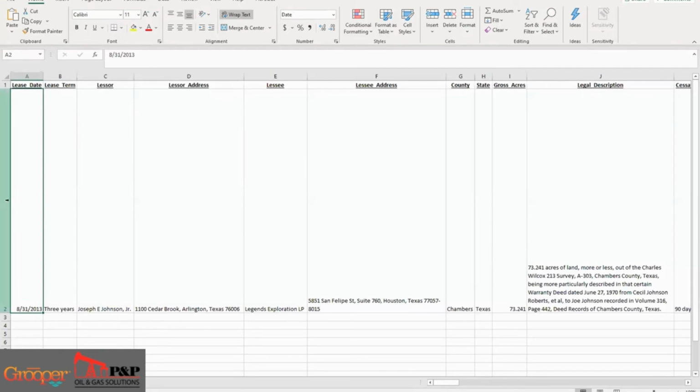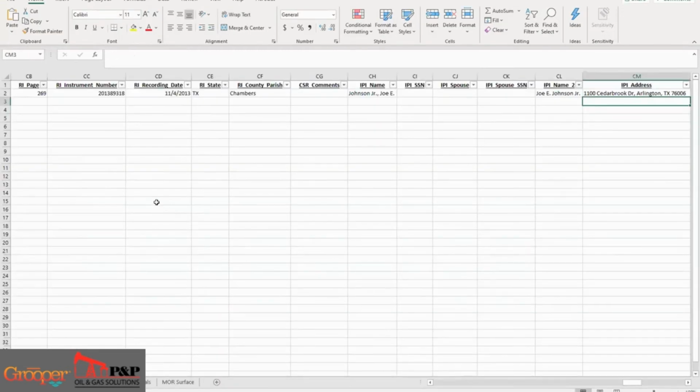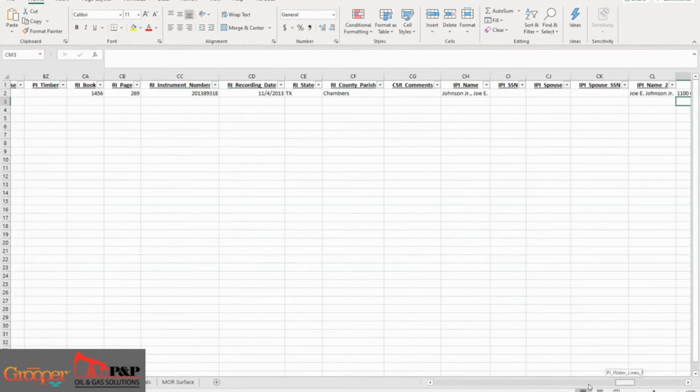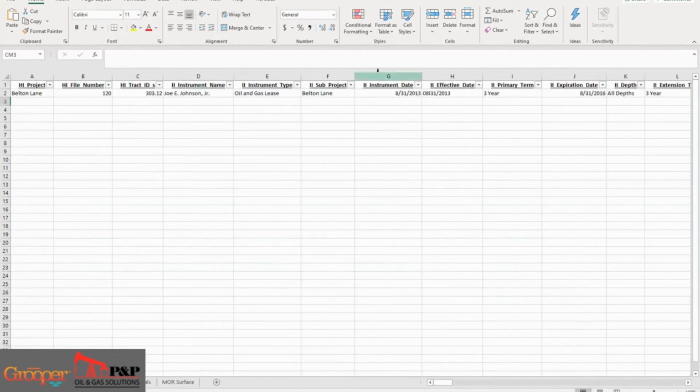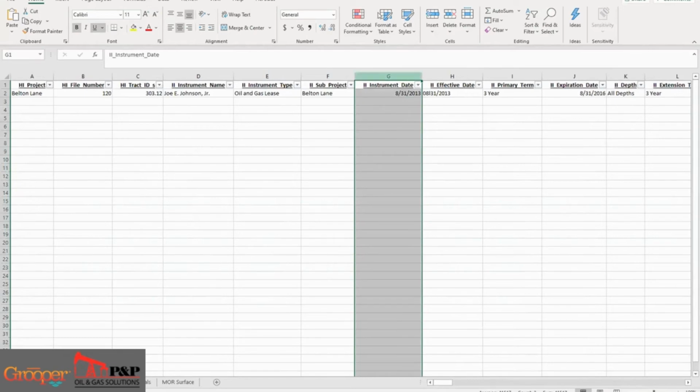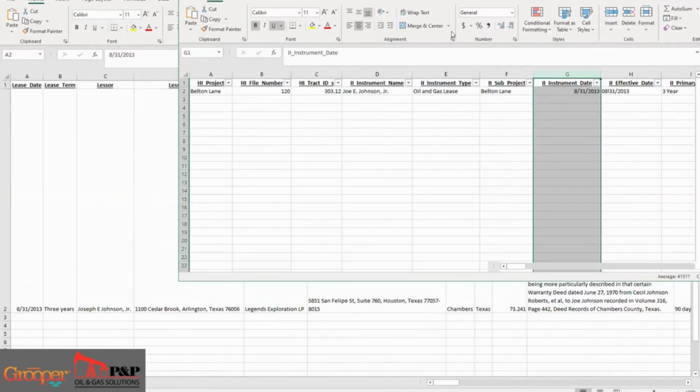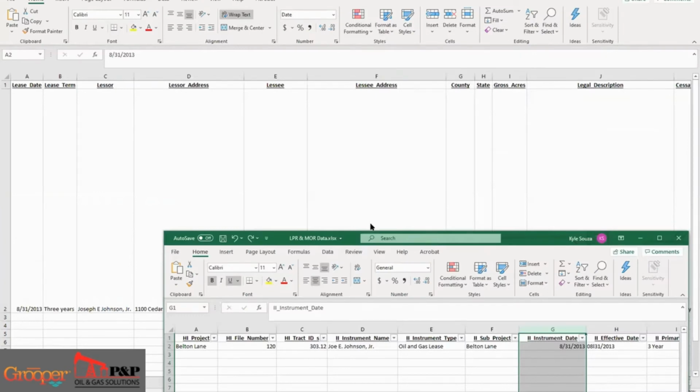And so we see our lease date, 8/31. Okay, well, our LPR has a lease date in here, also of 8/31. And so this is a very manual way to compare. In the next webinar, I'm going to show you a more automated way inside of Excel to compare the two. And again, I'm going to show you how inside Grooper you can compare the two. But here I can see Joe E. Johnson Jr., Joseph E. Johnson Jr. Those are not an exact match, but I can tell those are the same.